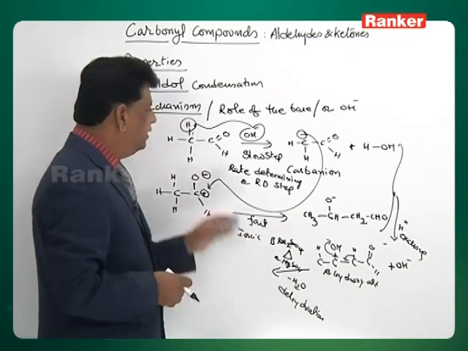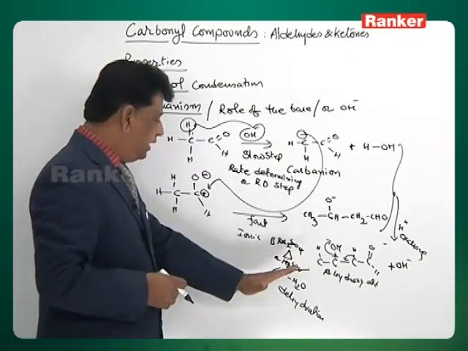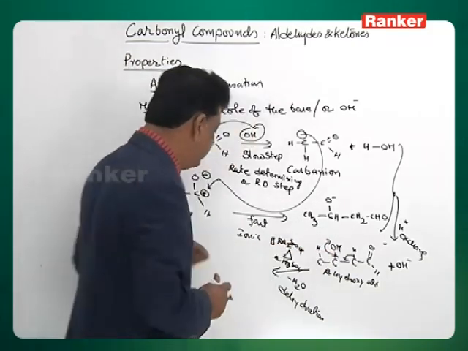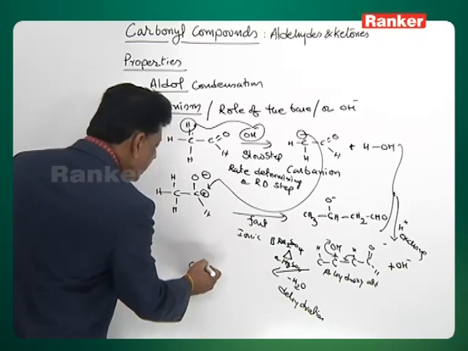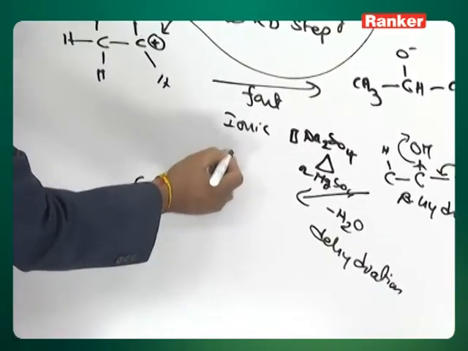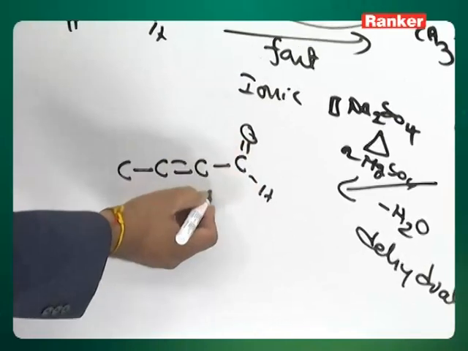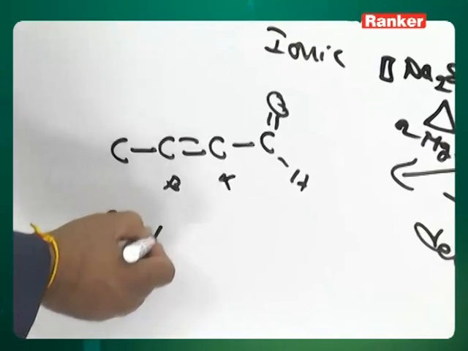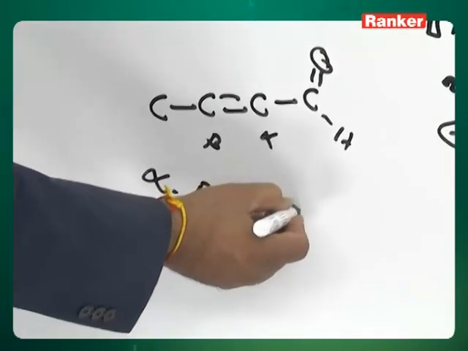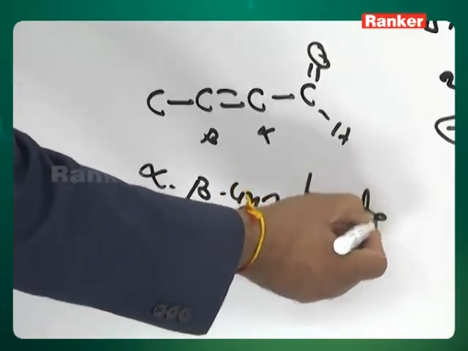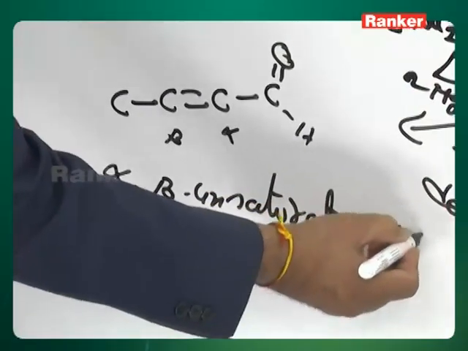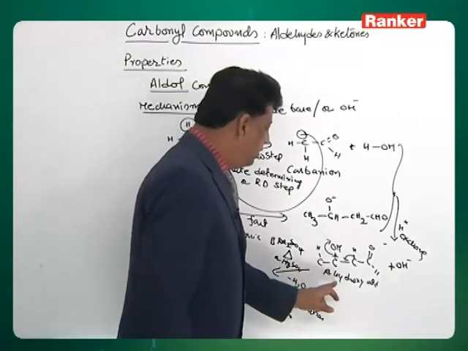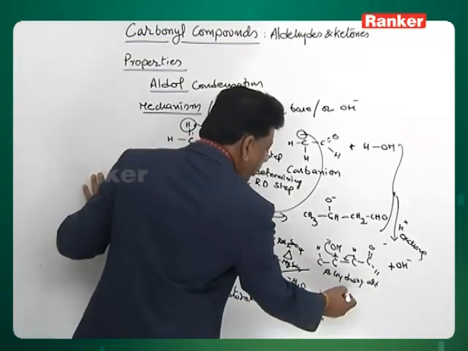So, therefore, better is, first step is base you add, after some time when you are heating add this anhydrous salt, so that the water is taken away and the compound will become an alpha beta unsaturated carbonyl. With reference to the carbonyl group, this is alpha carbon, this is beta. So, the products are described as alpha, beta, unsaturated aldehyde or ketone is formed.